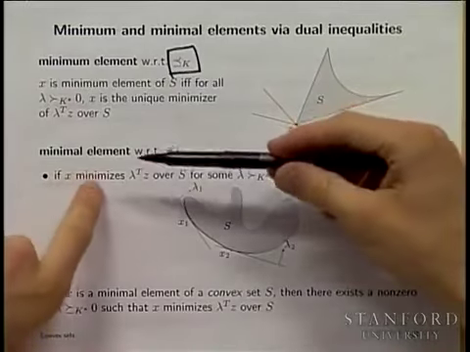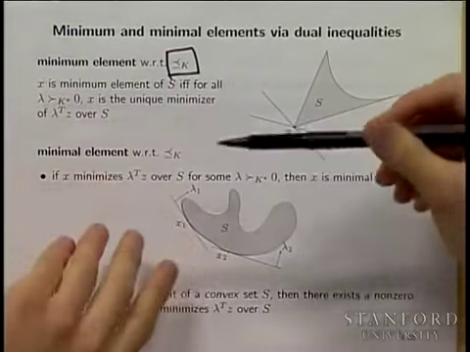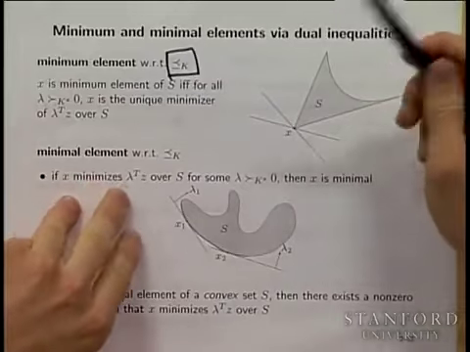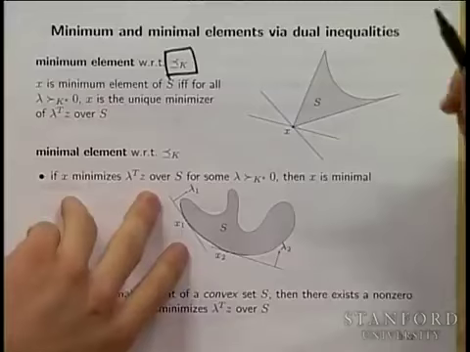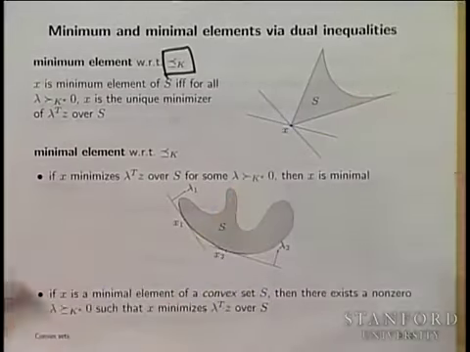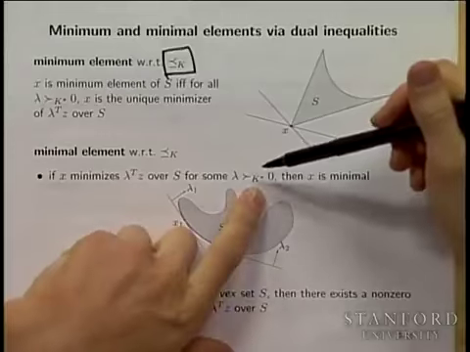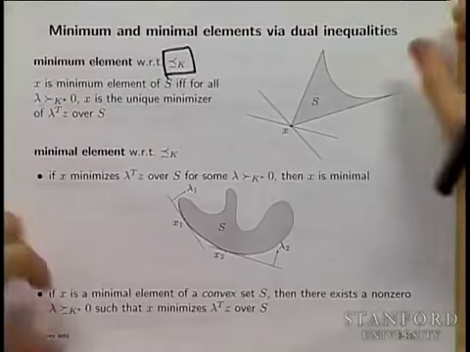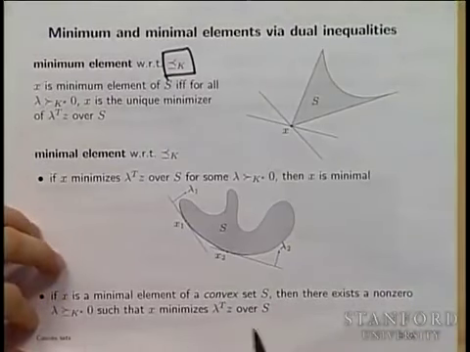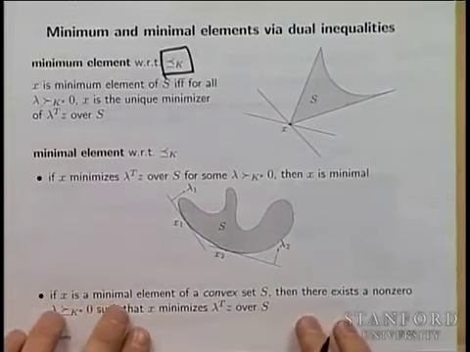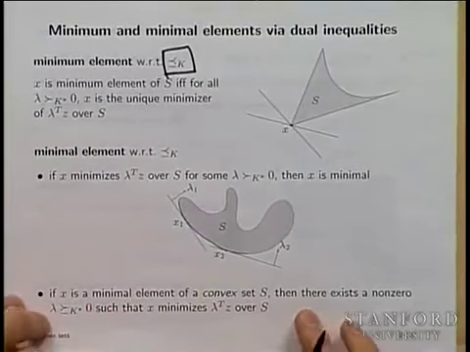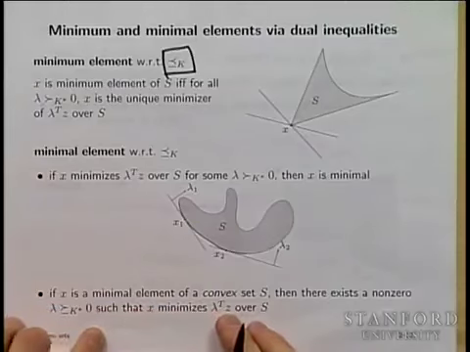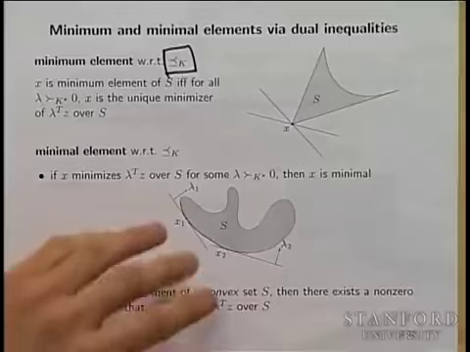And then a minimal element is a slightly different definition, and it says this: if x minimizes lambda transpose z over S, and we can find any lambda that's strictly in the dual cone, then x is minimal. We'll see later how useful this is. And then finally we can say that if x is minimal, there is some lambda such that lambda transpose z has a minimizer x. I'm really just starting to run out of time, so I'm just tossing these out there, and we'll see duality in lots more detail.